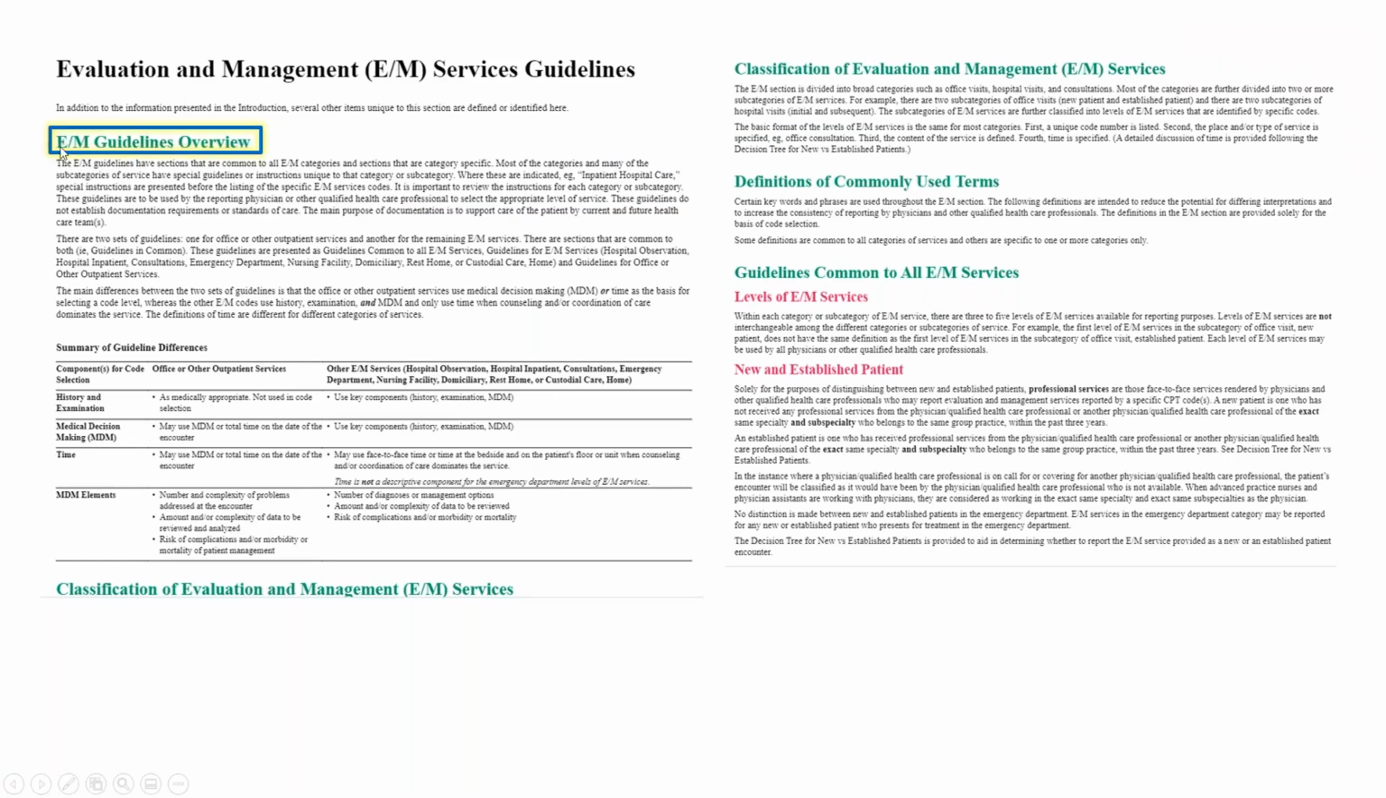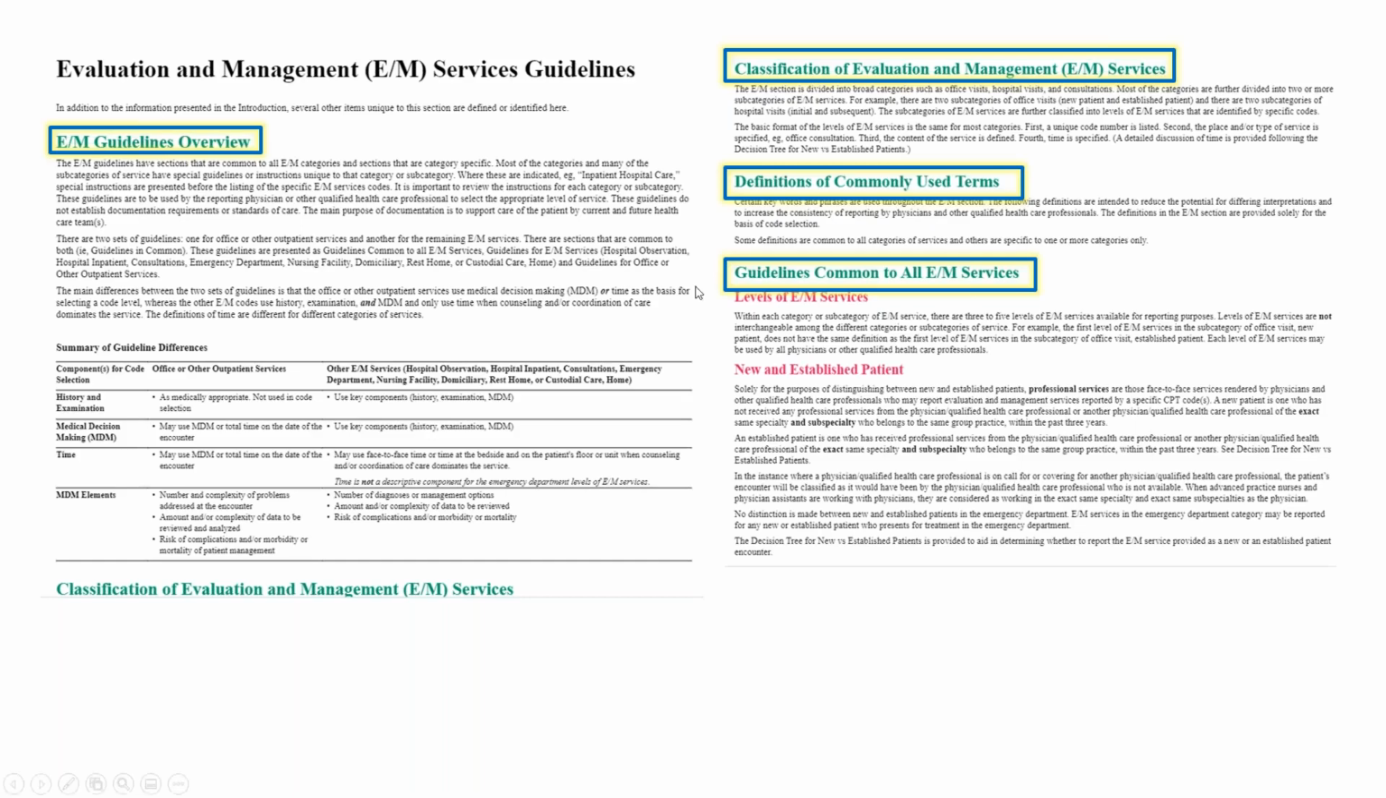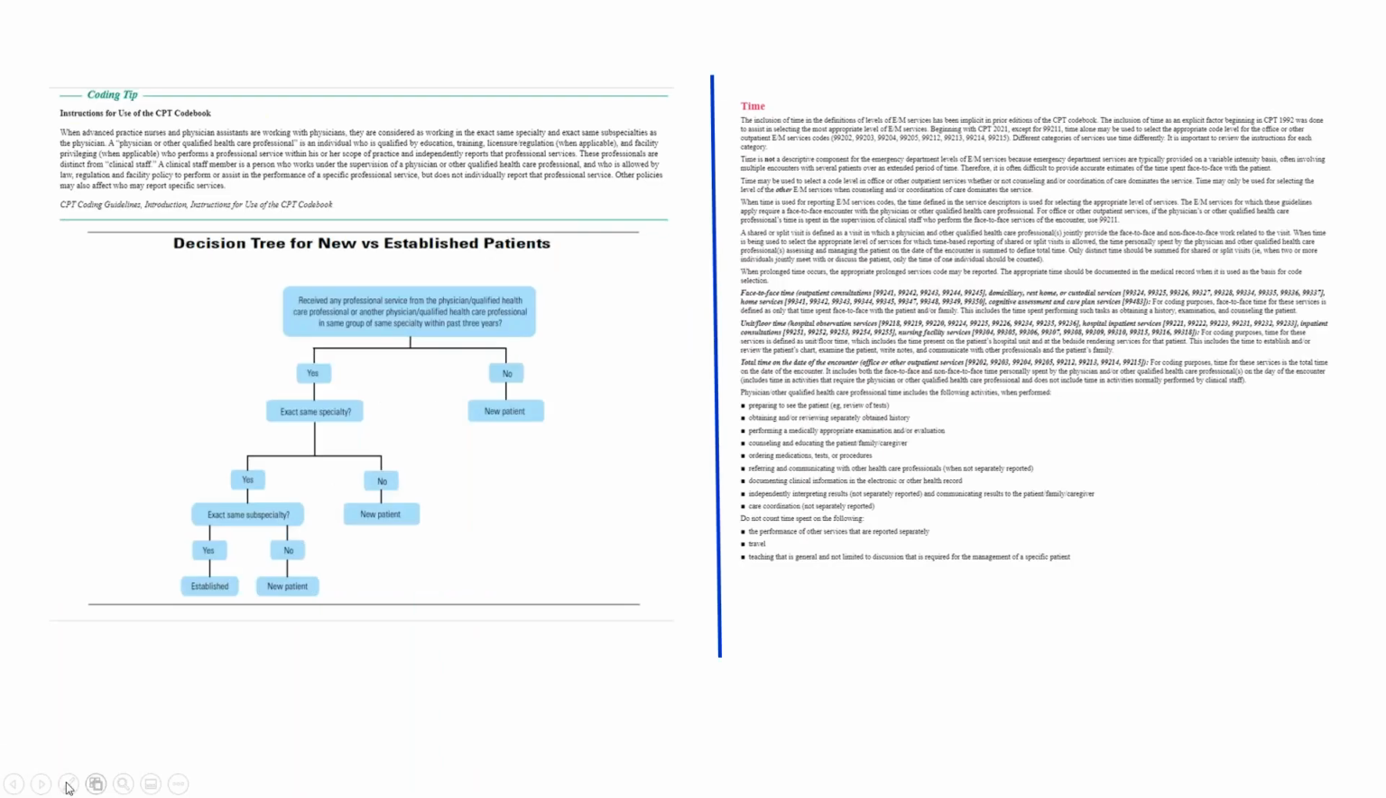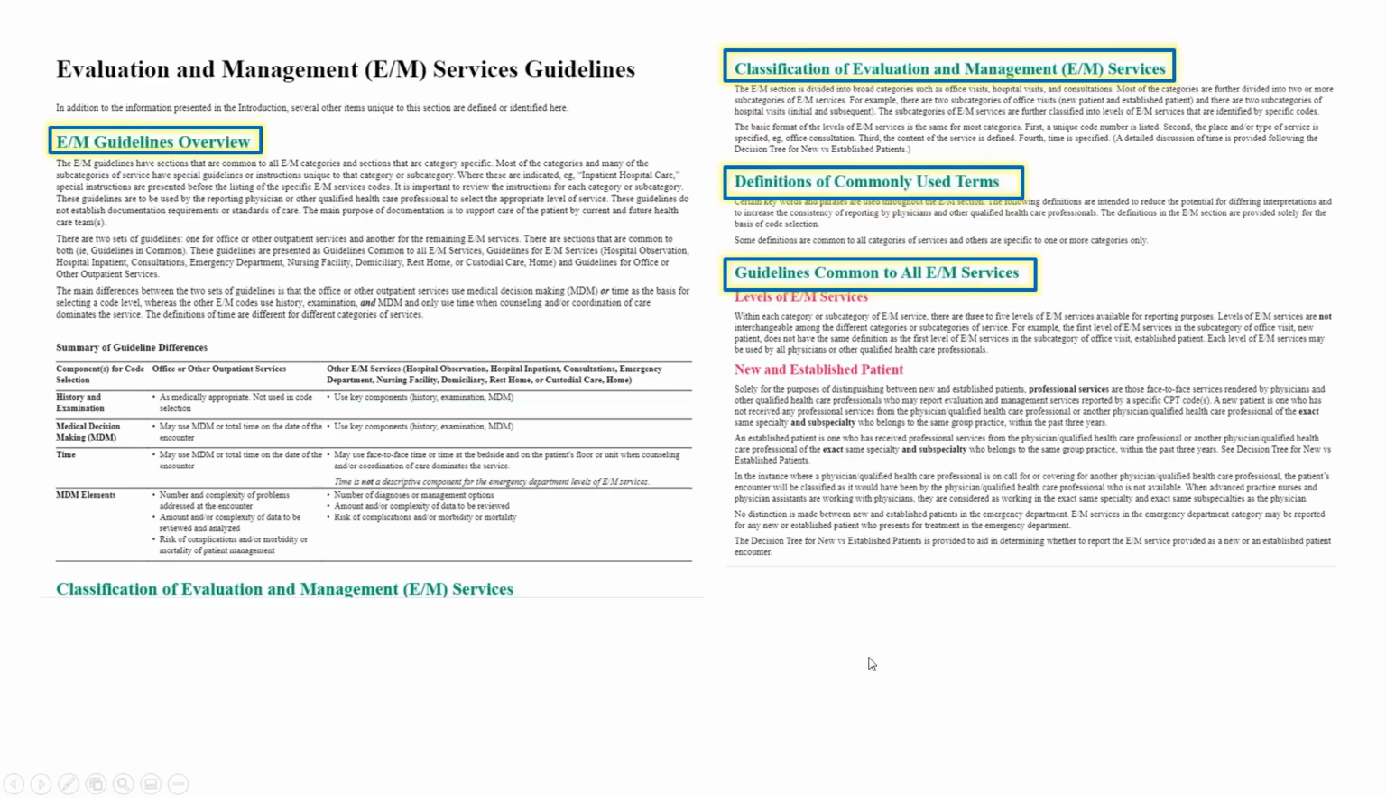I'll point them out. All right, so the E&M guidelines overview. This is pertinent to office visits. Your classification of evaluation and management, or E&M services. Pretty much just letting you know all of the classification of visits that are coded in this section of CPT. Definitions of commonly used terms, guidelines common to all E&M services. Let's go back. I don't want to move too fast. We can let that marinate.